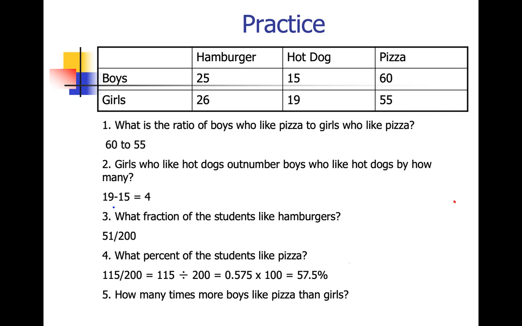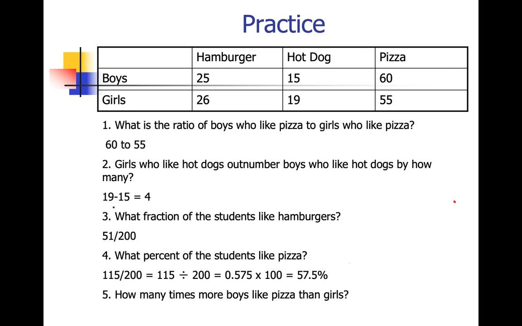How many times more boys like pizza than girls? Remember, when we say how many times more, we're talking about multiplication, and we're going to undo that multiplication with division to figure out how many times more boys like pizza than girls. So we're going to take the amount of boys and divide it by the amount of girls. So we get 60 divided by 55.